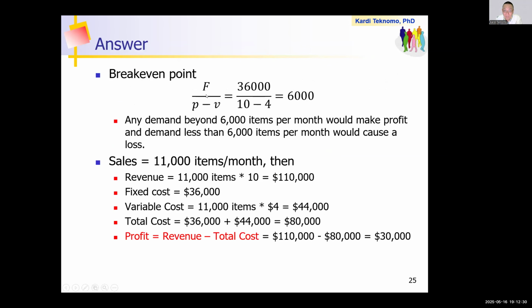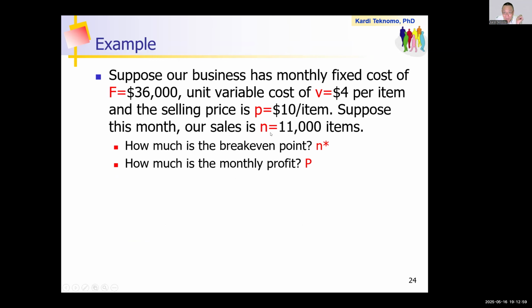Okay, so we have F, which is 36,000. And then we have P, which is 10, and small v, the unit variable cost, is 4. Then you have the break-even point of 6,000. So that means any demand beyond 6,000, you will make profit. And if your demand is less than 6,000 items per month, you will get a loss. That's the meaning of PEP. But it's given here: your actual sales this month is 11,000. So how much is your profit?